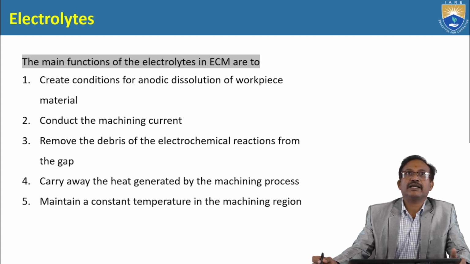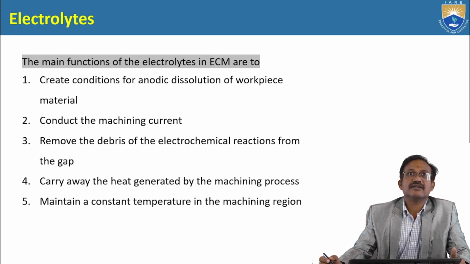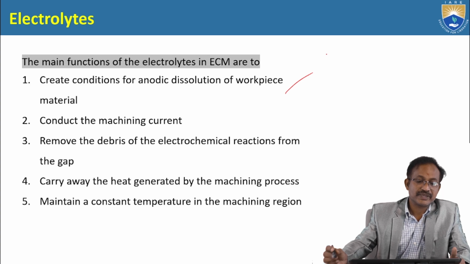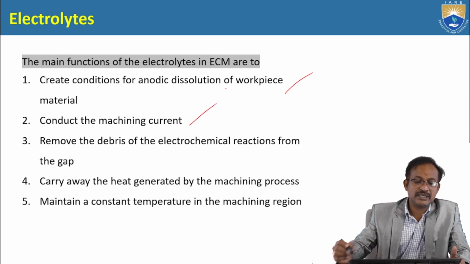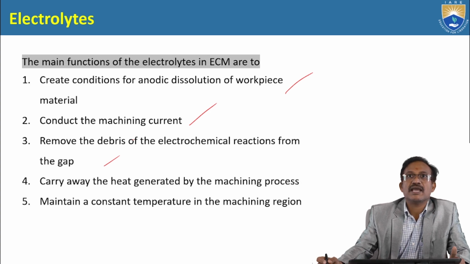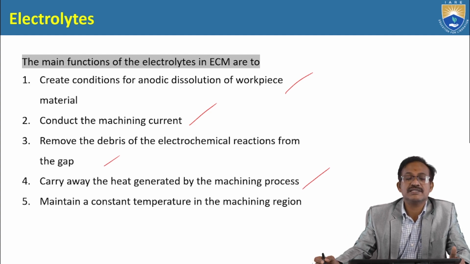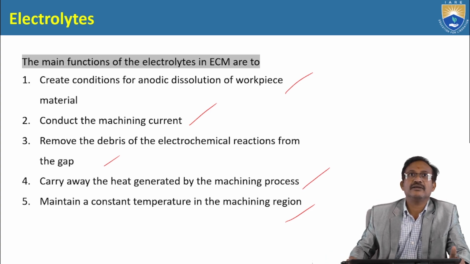The main functions of the electrolytes in ECM are to: first, create conditions for anodic dissolution of workpiece material; second, conduct the machining current; third, remove the debris of the electrochemical reactions from the gap; fourth, carry away the heat generated by the machining process; fifth, maintain a constant temperature in the machining region.